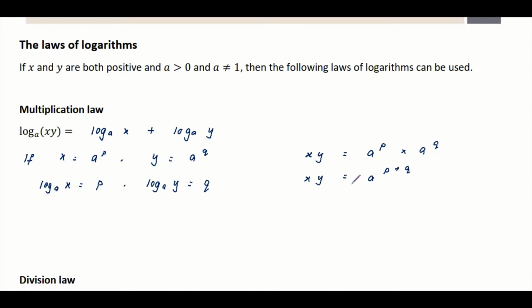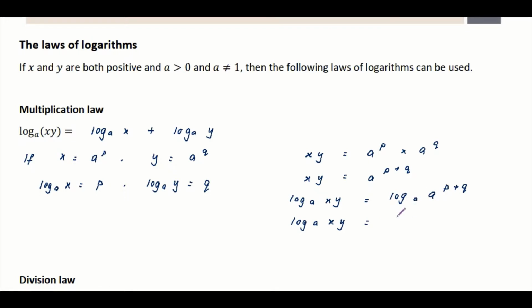So now let's try to log both sides. So log base a of xy equals log base a of a to the power of p plus q. I'm just trying to add log a in front of these two terms. So what do you realize that you can get? So log base a of xy, correct? Then it will be equal to, so log a.